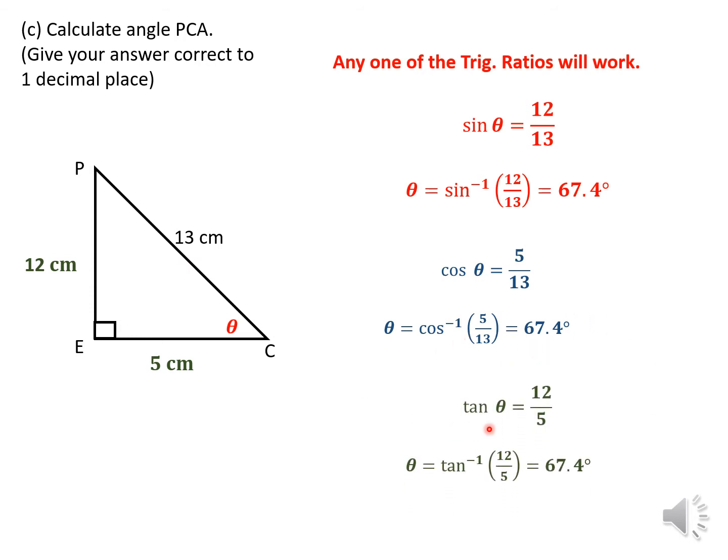When you use the tangent ratio, tan theta is opposite over adjacent, 12 over 5, and you find the inverse of that. You see, any one of the ratios would give you the same solution. But make sure that your calculator, whatever you use, is in degree mode. We do not want you to give the answers in a different mode. And also, make sure that your rounding is correct. You give your answers correct to 1 decimal place.